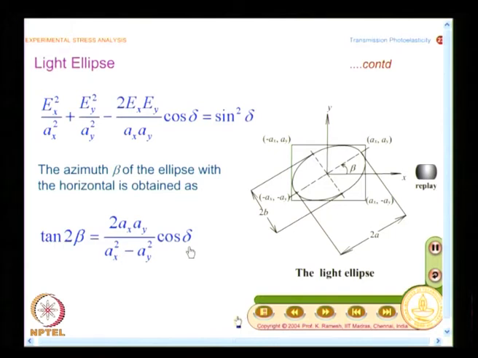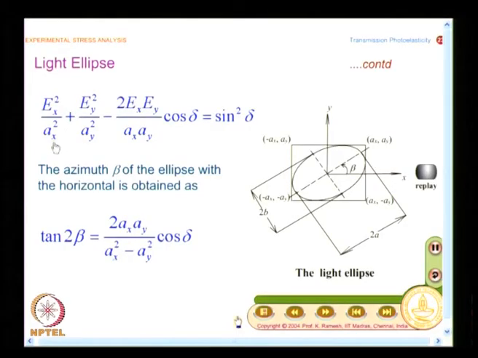And this is a very important learning. When I have two simple harmonic motions which travel perpendicularly and have a phase difference, and they interact, you essentially get an ellipse.